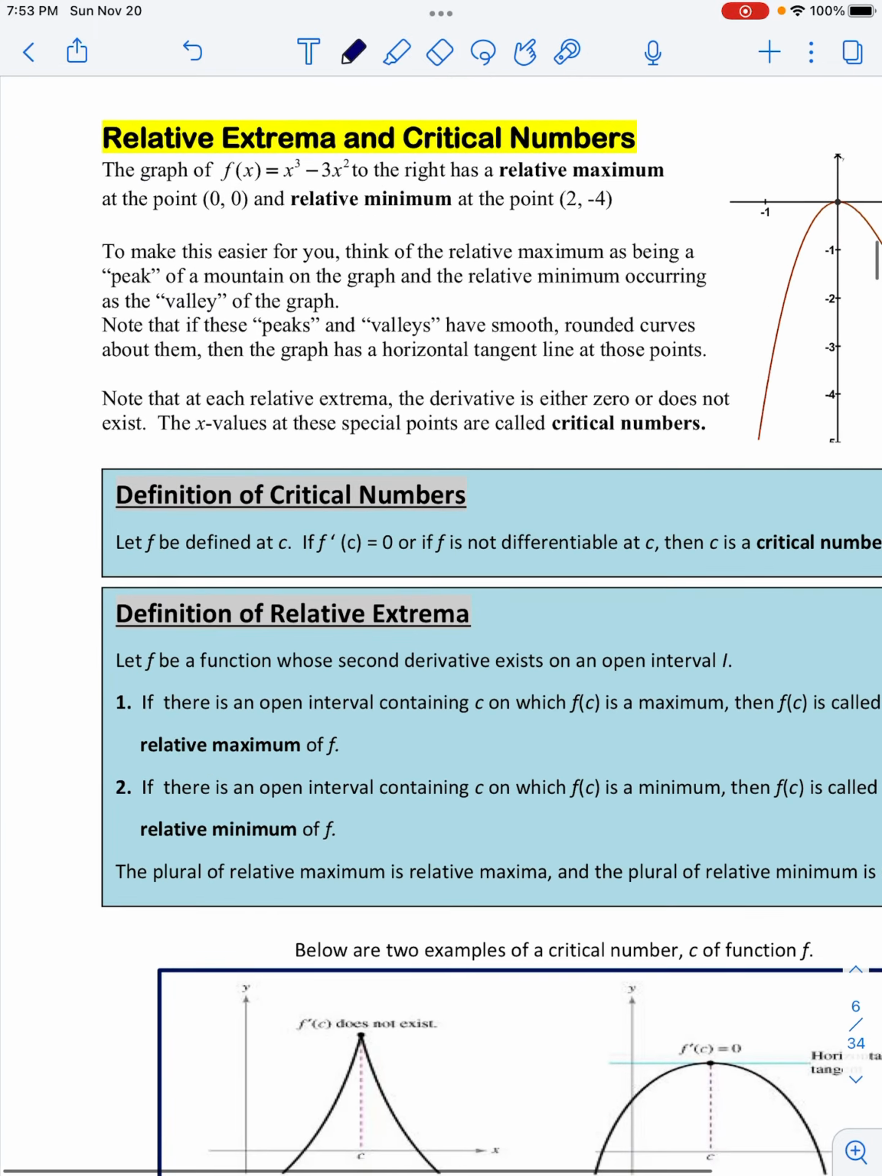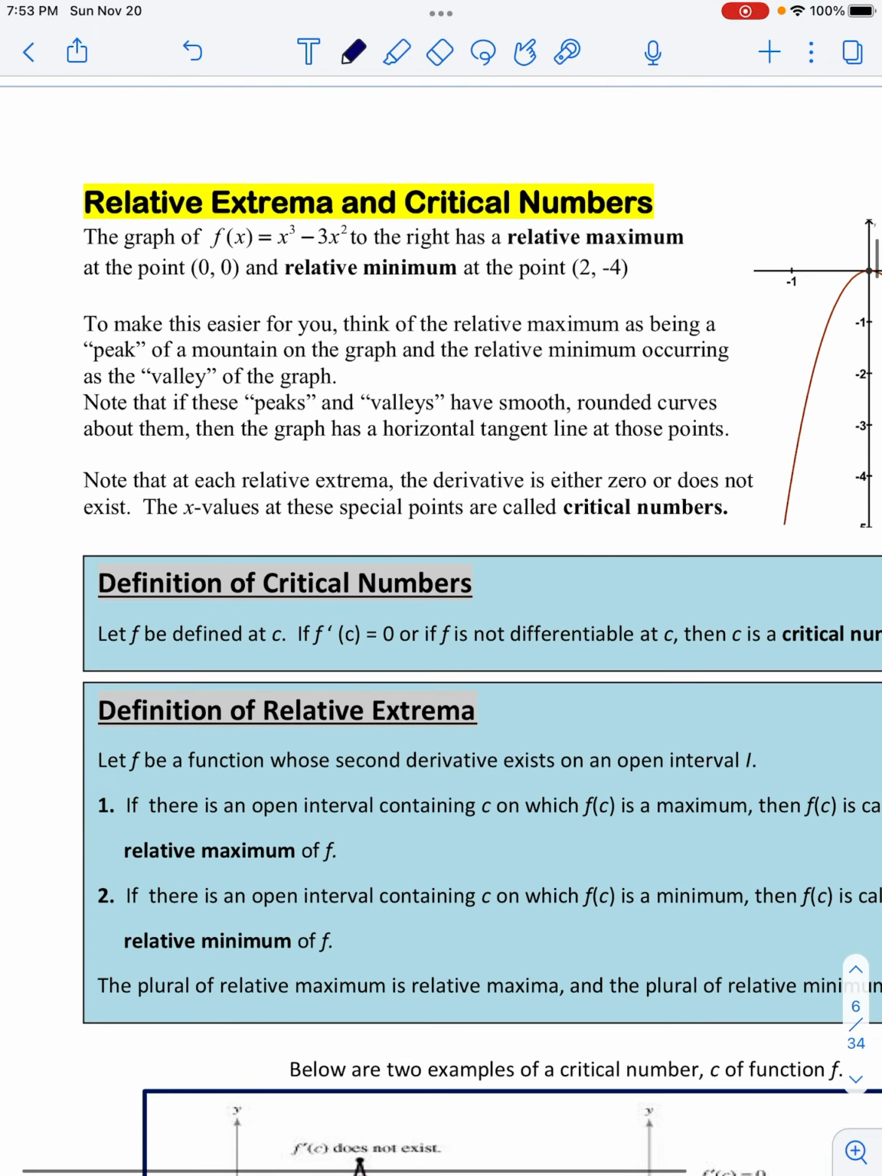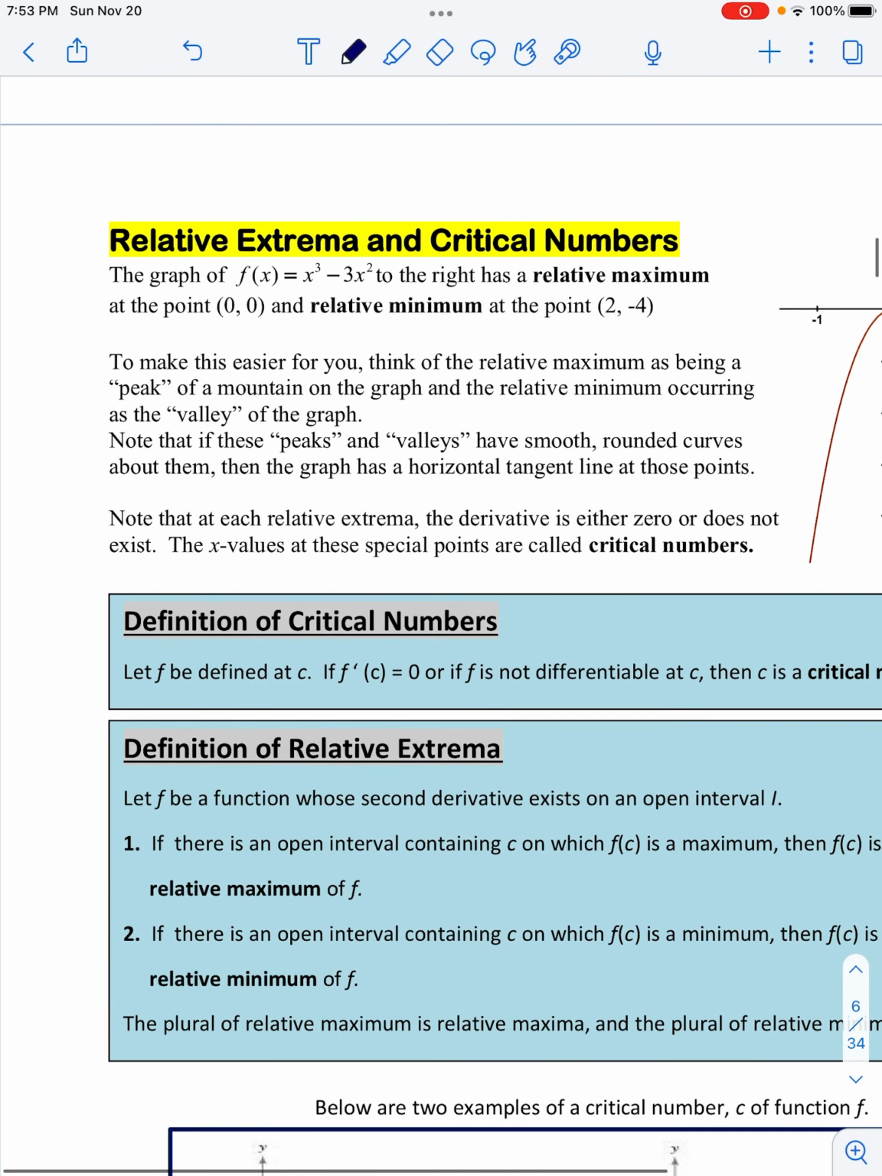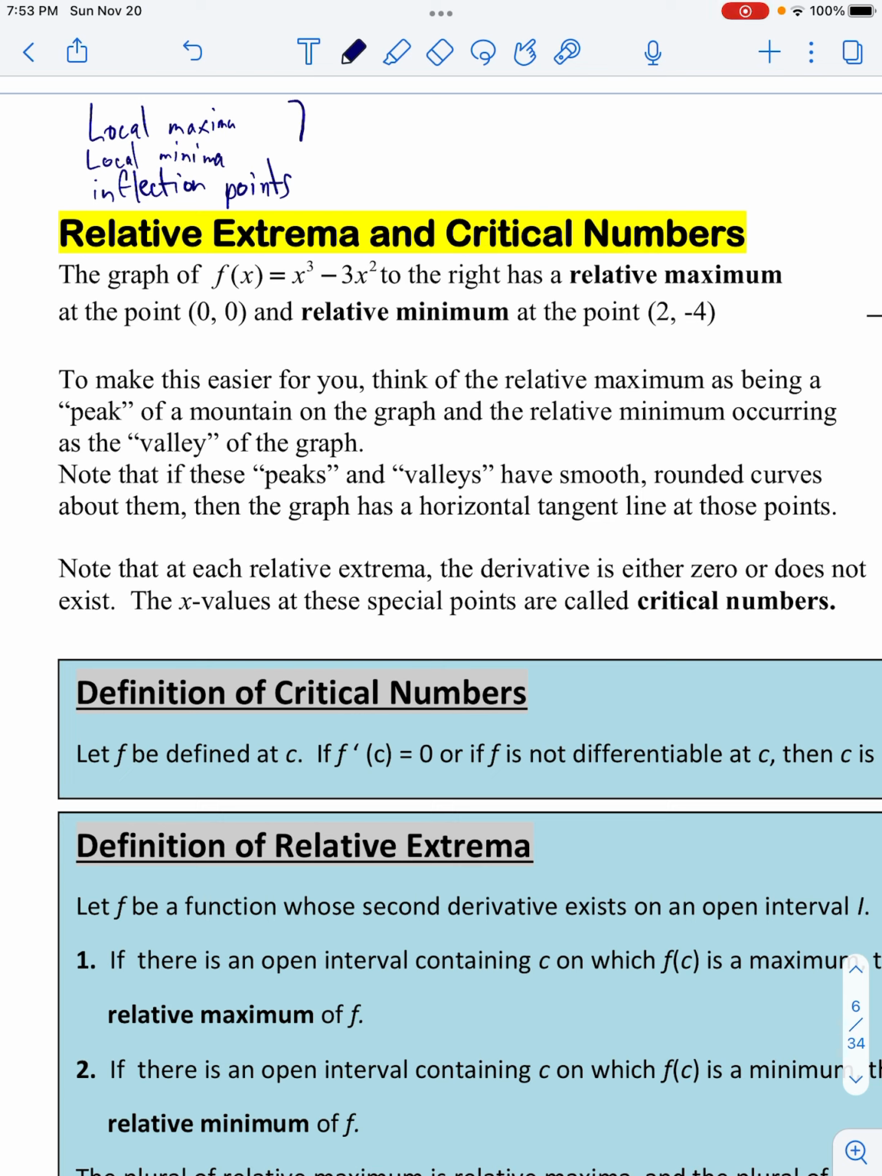Okay? Well, our relative extrema, there's 3 types, okay? So we're either going to get relative maxima, I'm going to say local. So you can find your local maxima, your local minima, and what's called inflection points. Right, inflection points, okay?